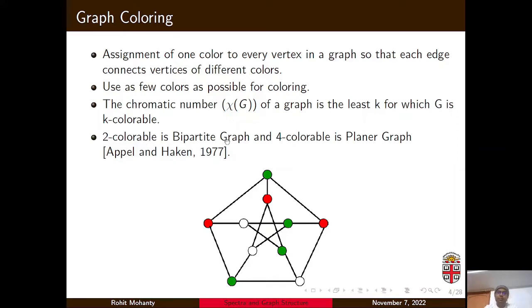which is essentially what two-colorable means. Two-colorable also means that we can assign one of two colors to all of the vertices in a graph such that none of the vertices that have been assigned the same color have any edges between them. Also, a four-colorable graph is a planar graph.